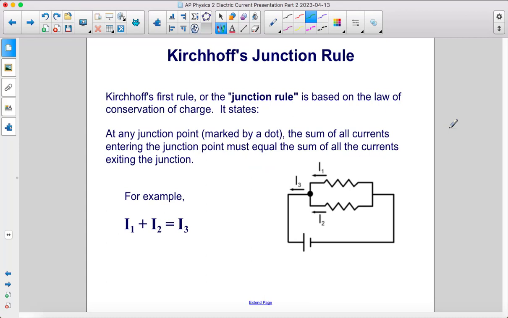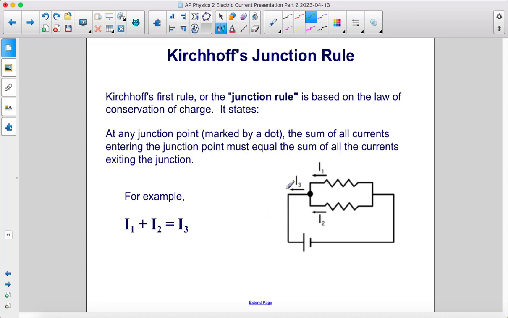Kirchhoff's first rule, or the junction rule, is based on the law of conservation of charge. It states, at any junction point marked here by a dot, the sum of all currents entering the junction point must equal the sum of all the currents exiting the junction.